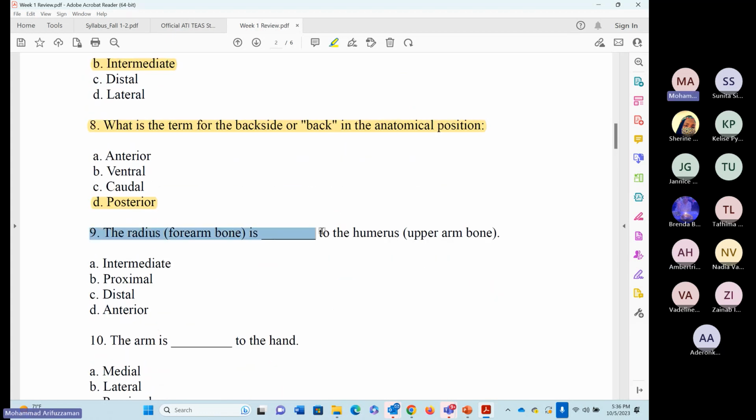The radius is distal? Let me see. The radius is distal to the humerus. Distal means away. The humerus is the upper arm bone, the radius is the forearm bone. So the radius is distal to the humerus.